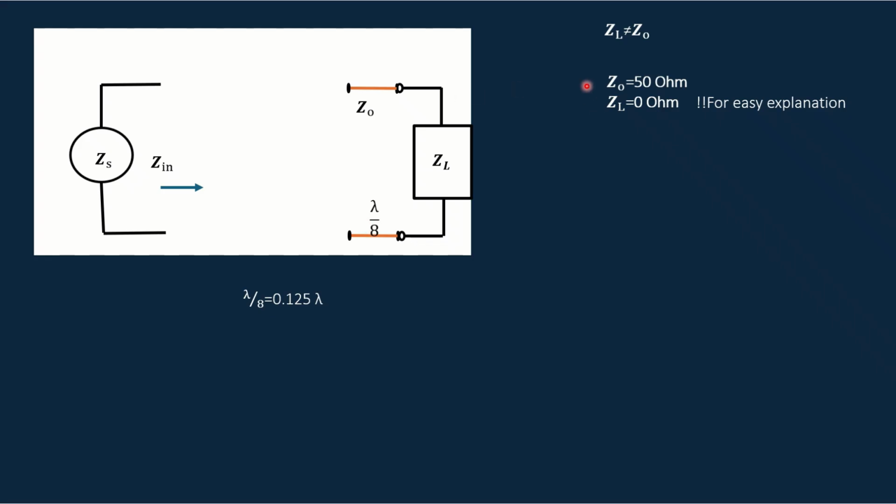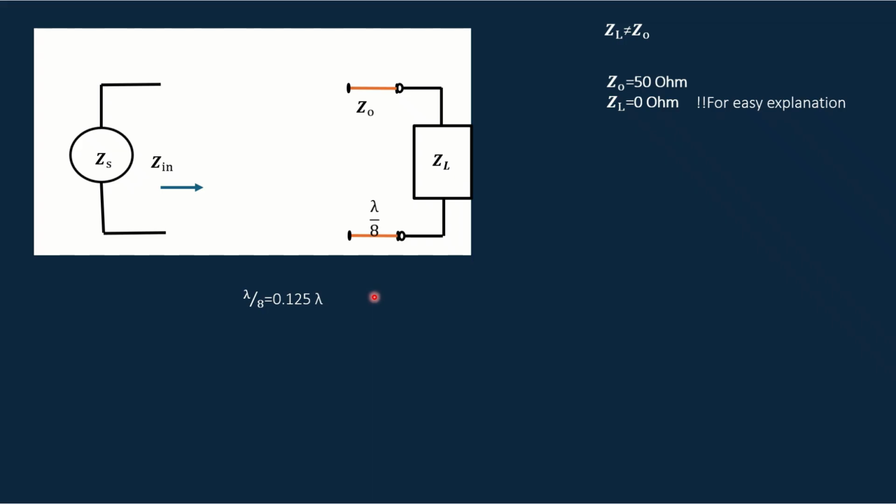So in that case, we are considering the characteristic impedance is 50 ohm, and I am going to consider the load impedance as 0 ohm. So I am considering 0 ohm, or short circuit, for easy explanation. This is not just a practical case, but for easy explanation, I'm going to consider ZL equal to 0 ohm.